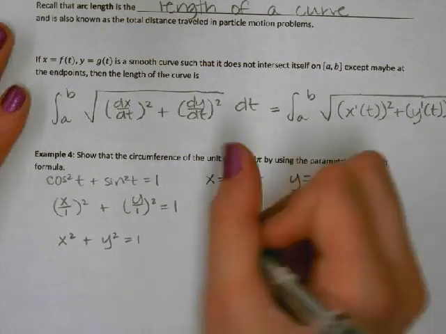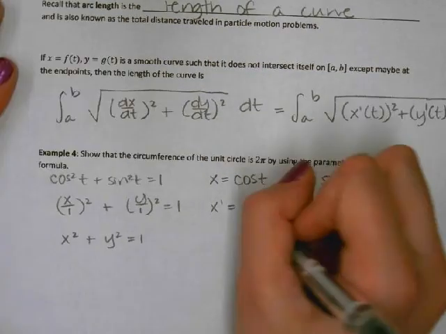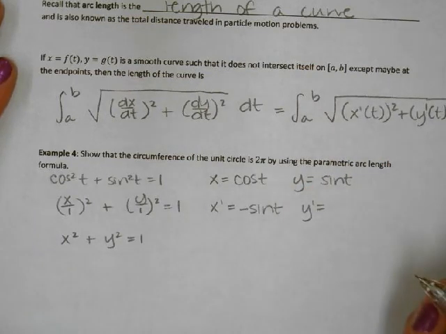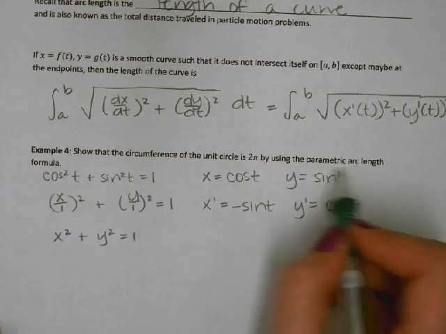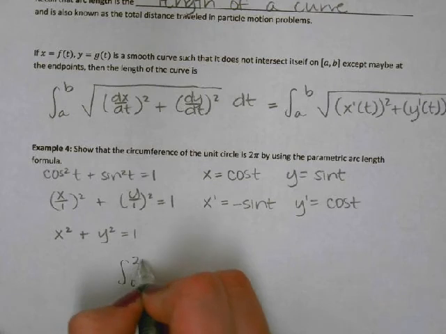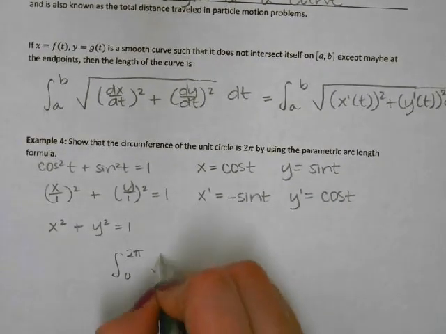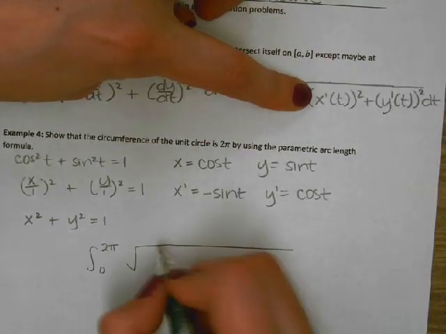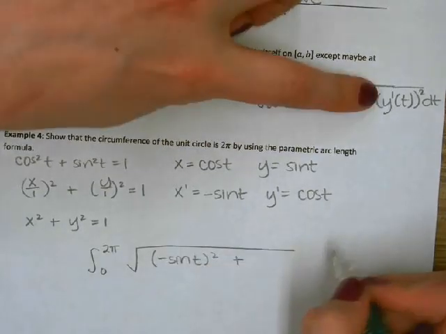So the derivative of x is the derivative of cos, which is negative sine. The derivative of y is the derivative of sine, which is cos. And now I'm finding the arc length. So I'm going to say from 0 to 2 pi, so those are my endpoints, of the square root of the derivative of x squared plus the derivative of y squared.